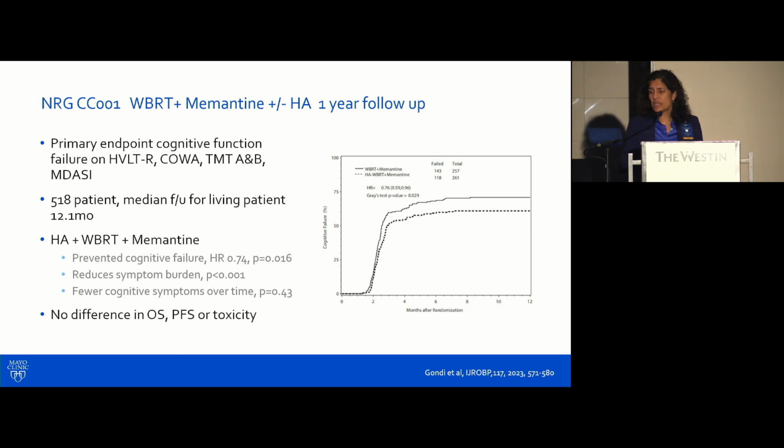So this was the study from NRG looking at whole brain plus memantine plus or minus hippocampal avoidance. And it did show that if you do all 3, there is a benefit in these neurocognitive tests that were done in over 500 patients. So with hippocampal avoidance, whole brain radiation, and memantine, cognitive failure was prevented. It reduced symptom burden, so patients had a better quality of life and fewer cognitive symptoms. There was no difference in overall survival, progression-free survival, or toxicities. So it's a safe process if that's available to you.